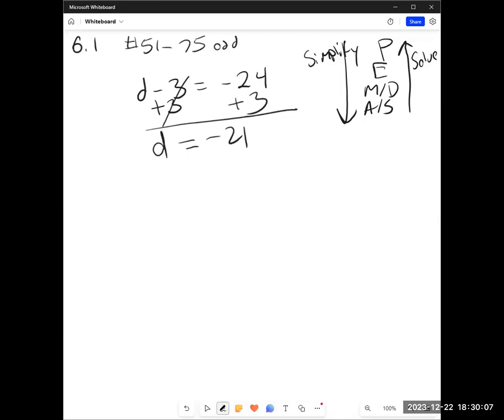Next problem we have is x divided by 5 is equal to negative 6. So we don't have any addition or subtraction on the left-hand side, so we're going to use multiplication to get rid of our division. And x is equal to negative 30.